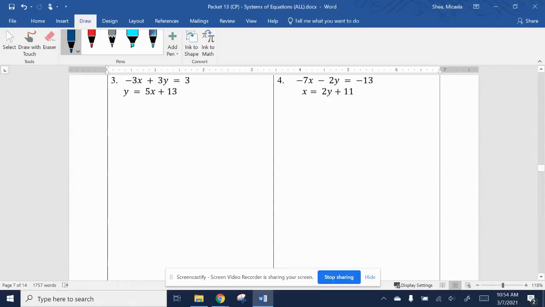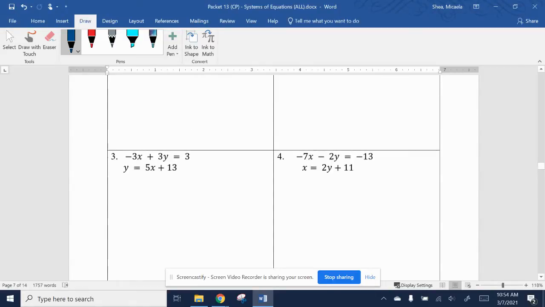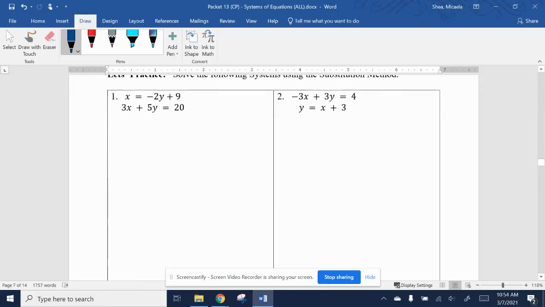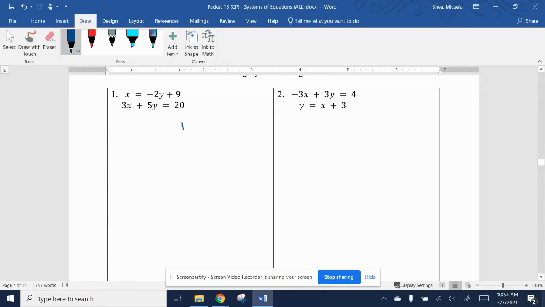Hi, I just wanted to go over the examples that you just did in the Nearpod. So let's look at number 1. I'm going to put x equals negative 2y plus 9 on the left because the x is isolated, and 3x plus 5y equals 20 on the right because the variables aren't isolated.